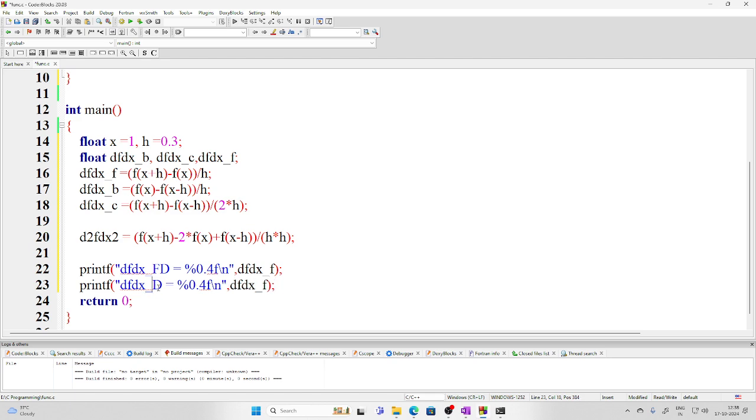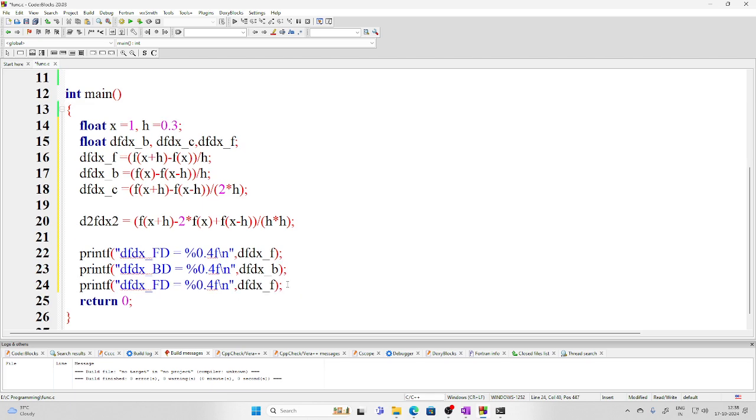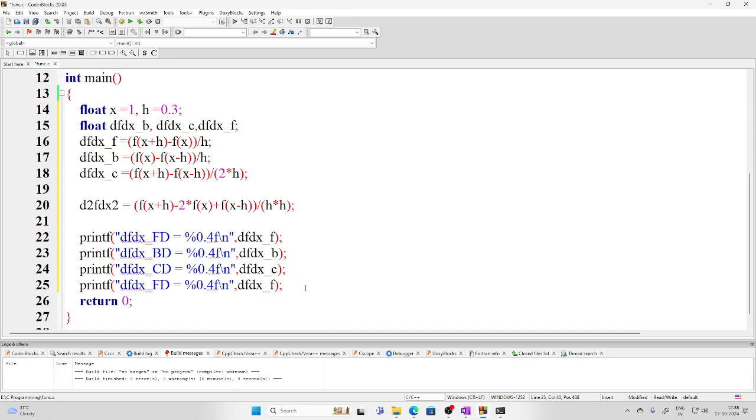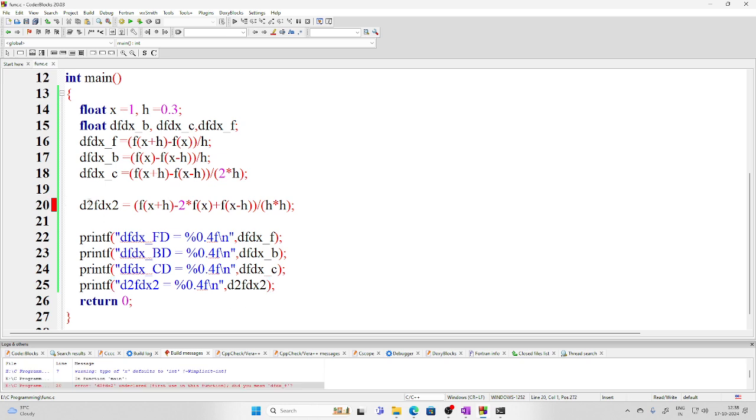So this is backward difference. So this is b, and then comes the central difference. So this is c, and then comes the second derivative. So it is d2f by dx2. Here also we are writing d2f by dx2. And let us run it. So it is saying that this d2f by dx2 has not yet been defined. So let us define it.